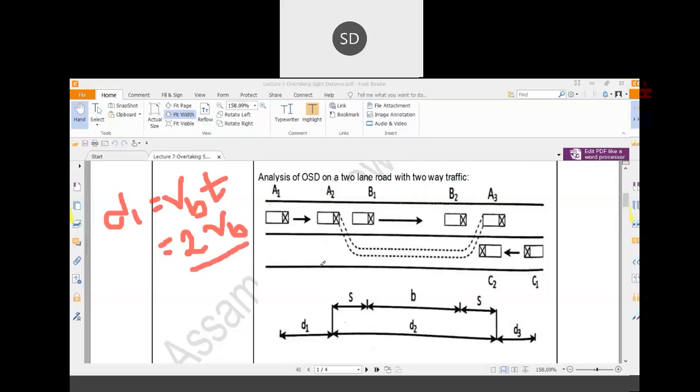Now you need to find out what D2 is here. D2. So basically, what is D2? D2 is basically the actual overtaking operation.